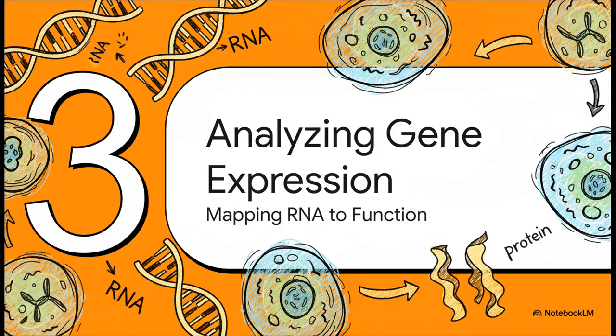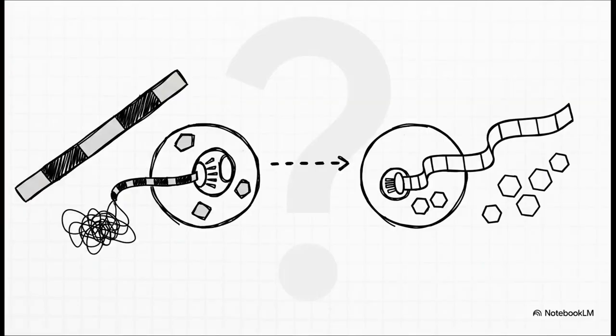Okay, on to Section 3, Analyzing Gene Expression Patterns. Having the DNA blueprint is fantastic, but we need to figure out when and where these genes actually roll up their sleeves and do their work. Let me pose a molecular puzzle to you. Let's say we want to use bacteria as microscopic factories to churn out eukaryotic proteins like human insulin. How on earth do we overcome the presence of non-coding introns?